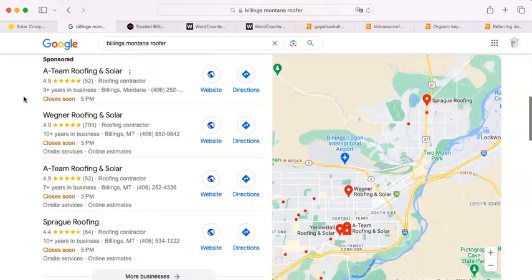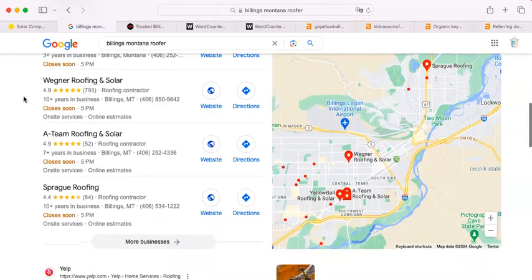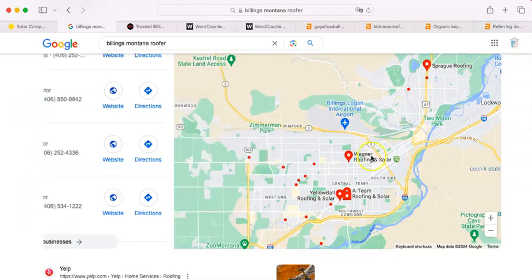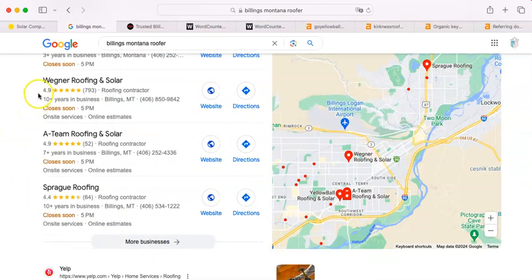Now, underneath that is what we call the map pack. Now, this would be ideal because the map pack shows where you are on the map, and people like to hire local. And I know that Billings isn't like a sprawling metropolis. I've been there several times. So, local is relative, but it does help oftentimes for people to know where somebody is that they're going to hire.